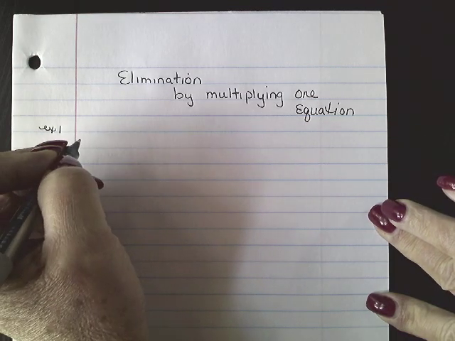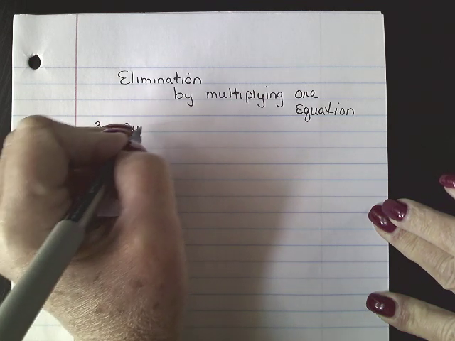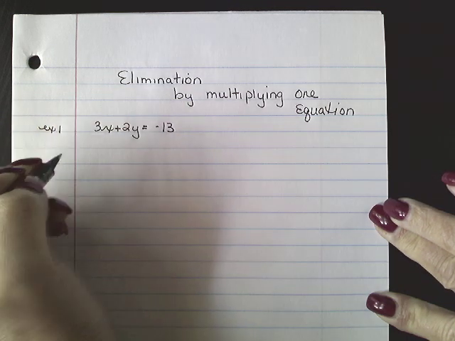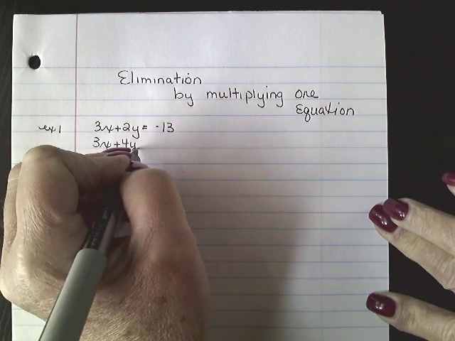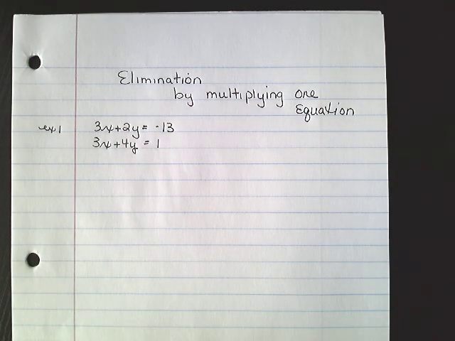And example 1 is going to be 3x plus 2y equals negative 13. And 3x plus 4y equals 1. All right, now the first thing you want to look for is the same coefficient, opposite signs. So if I look at my x's, I have the same coefficient, 3's, but I do not have the opposite signs. If I go to my y coefficients, those are both different. I have a 4 and I have a 2.